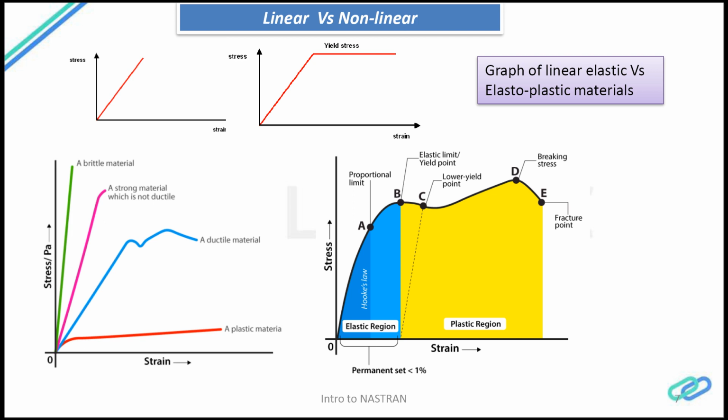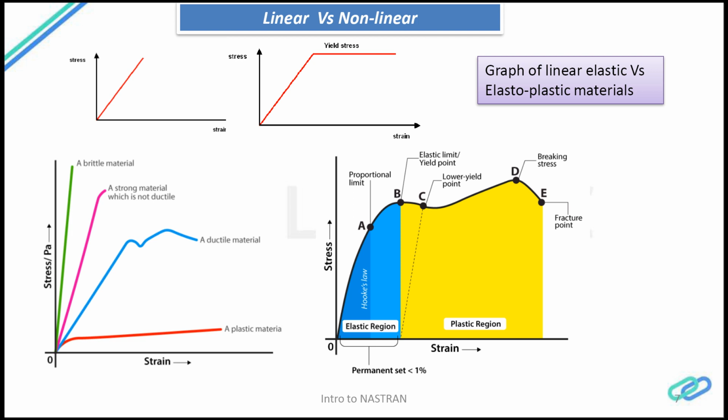First, a perfectly brittle material like glass or ceramic will have a typical linear elastic region, and at the end of the region, once it reaches the yield point, it breaks instantaneously. The second one is a strong material which is not ductile, maybe steel or some cast irons, which are really strong, but at the same time their behavior will be brittle. They will have a linear elastic region but a little bit of plastic region, and then they will break.